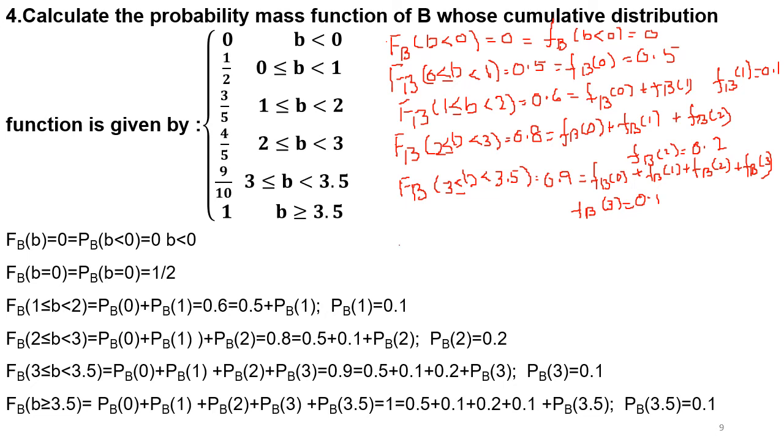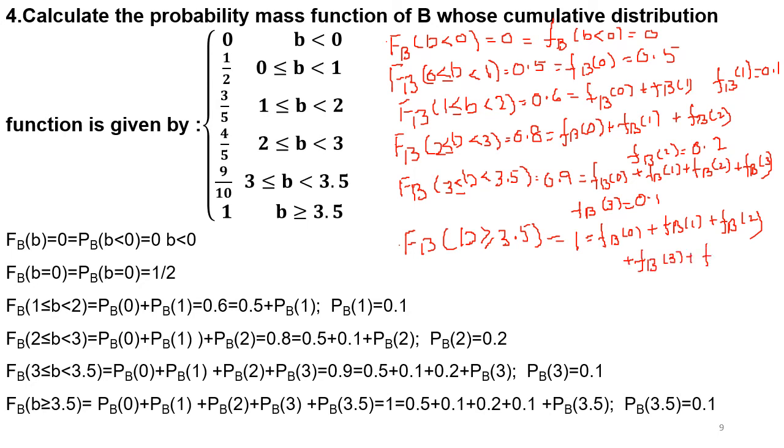Lastly, we have fb of all values of b greater than or equal to 3.5. That will give us, it is equal to 1, and it is a sum of fb of 0 plus fb of 1 plus fb of 2 plus fb of 3 plus fb of 3.5. When we simplify this, we get fb of 3.5 is equal to 0.1.